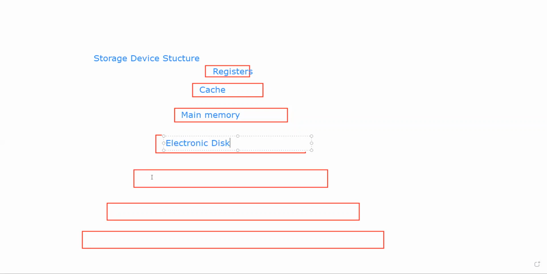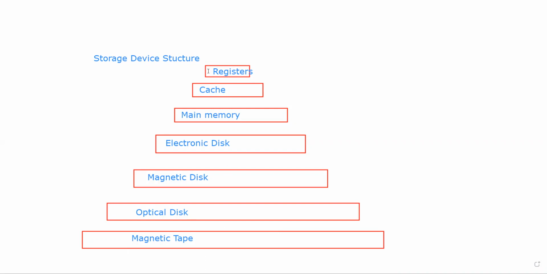And then you can have something called a magnetic disk, and an optical disk, and also magnetic tape. When you consider from here to there, from top to bottom, what can you see?